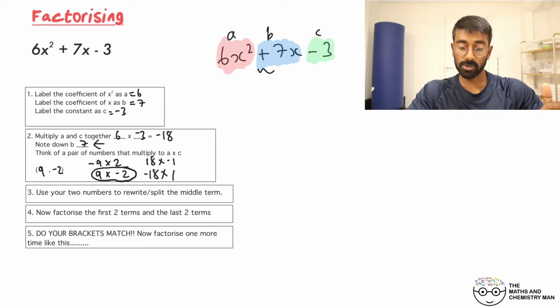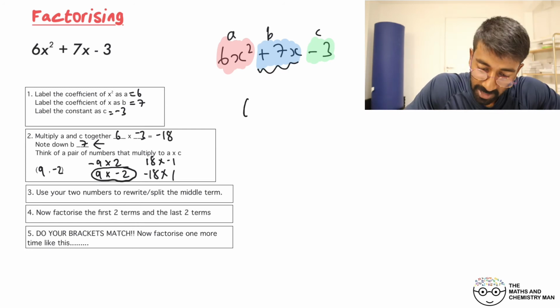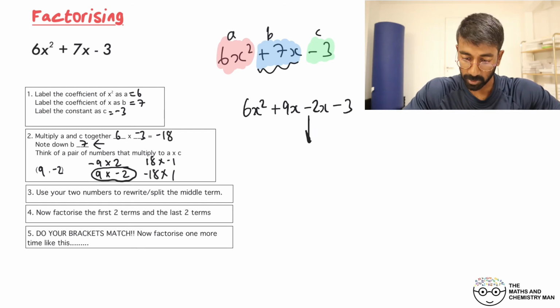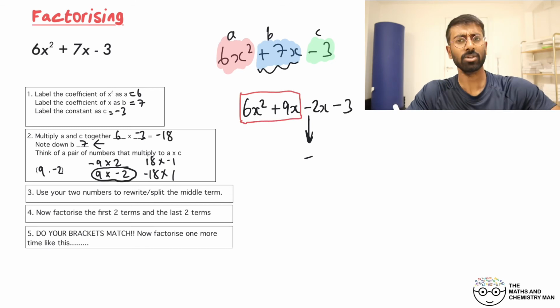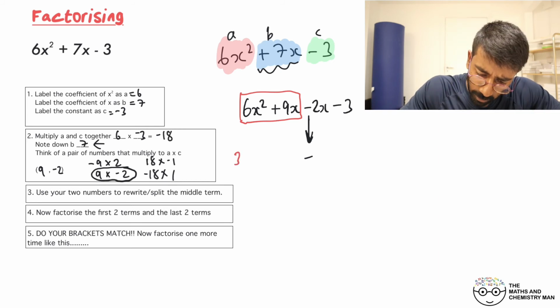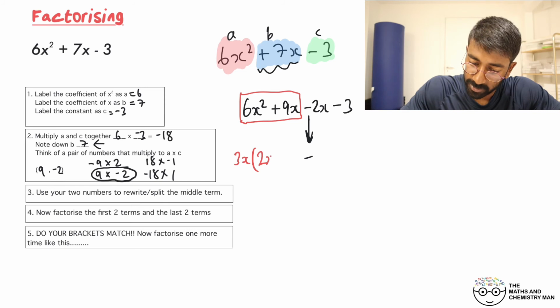What do we do with those? Use those again to rewrite that middle term. So we've got 6x squared plus 9x, take away 2x, and then take away 3. Okay, let's go. Let's bring this middle minus sign down there, and then factorize out the first two parts. So what's the common factors there between 6x squared and 9x? I think we can take out 3x altogether. So what are we left with? That's going to be 2x plus 3.